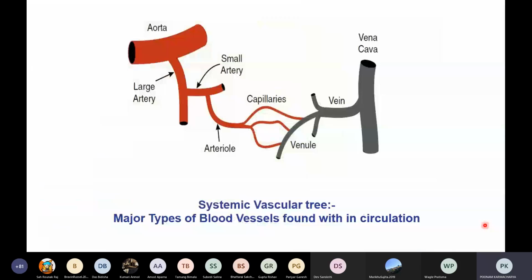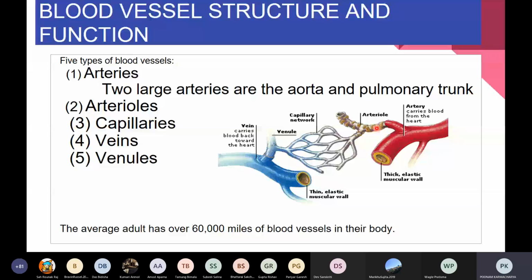So this is the systemic vascular tree, same again, but just a diagrammatic presentation. So we have the aorta over here, and it branches out to form the large artery. Then we have the small artery, and then we have the arteriole over here. Then this arteriole branches out further to form capillaries, and from the capillaries, draining will be towards the venule, then to the vein, and finally to the vena cava. So we're going to see how each of these vessels helps in the blood flow. So there are different types of blood vessels. We have arteries, arterioles, capillaries, veins, and venules, as we just discussed in that picture earlier.